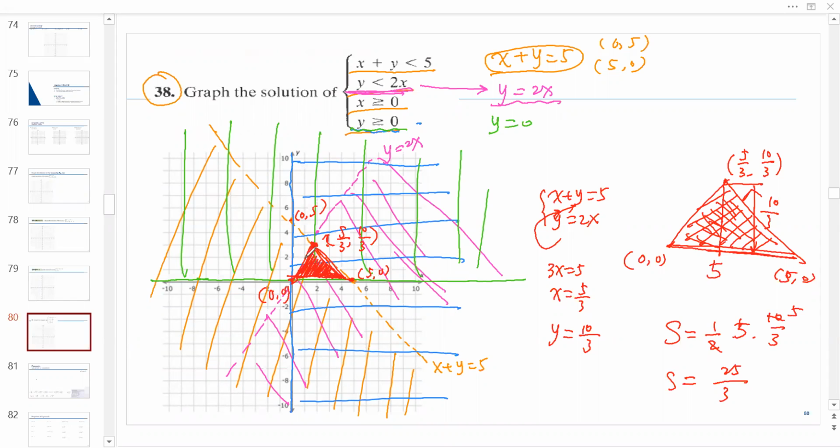That's it. All right, so I will assign this one as your homework again. All right, so you guys can practice graphing this part.